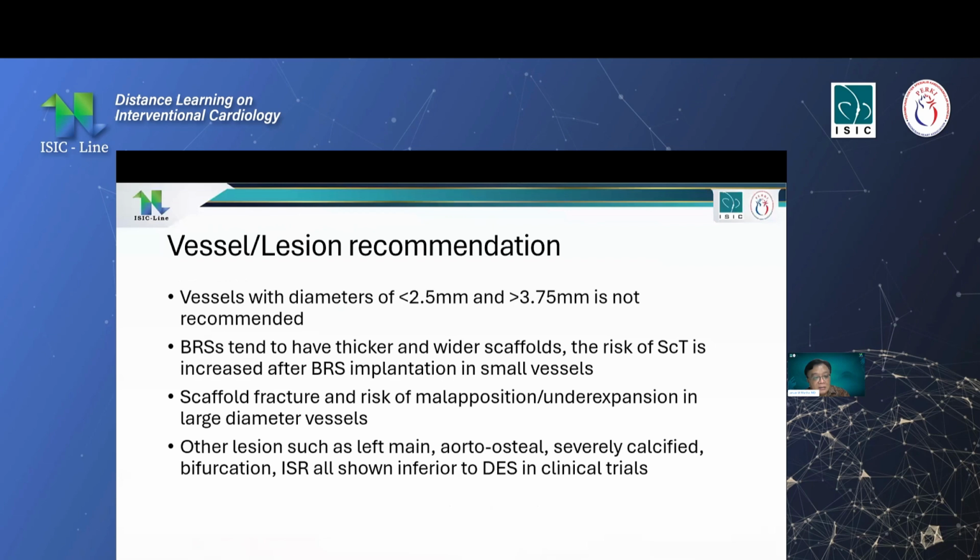And BRS tend to have thicker, wider scaffolds. So in a small vessel, if you put a 2.5 millimeter scaffold and you cannot post-dilate more, the risk of scaffold thrombosis is increased. And also in a large diameter vessel, if you put a 3.5 millimeter scaffold, the risk of malapposition and under expansion is also increased. Other lesions such as left main or ostial, severely calcified, bifurcation, and ISR are shown inferior to DES in clinical trials. So we will stick to a simple type A or B1 lesion for the BRS.